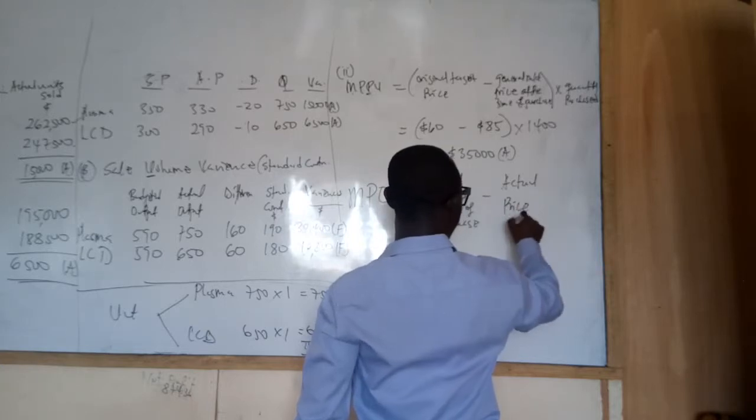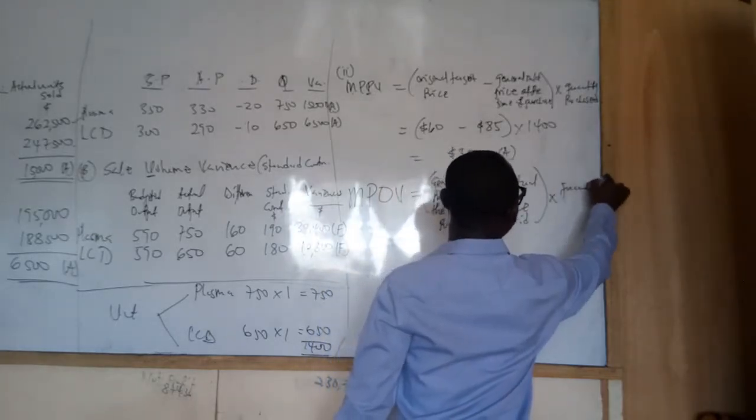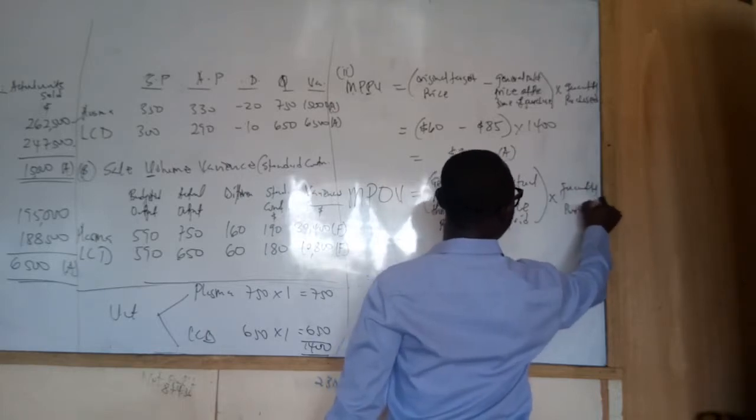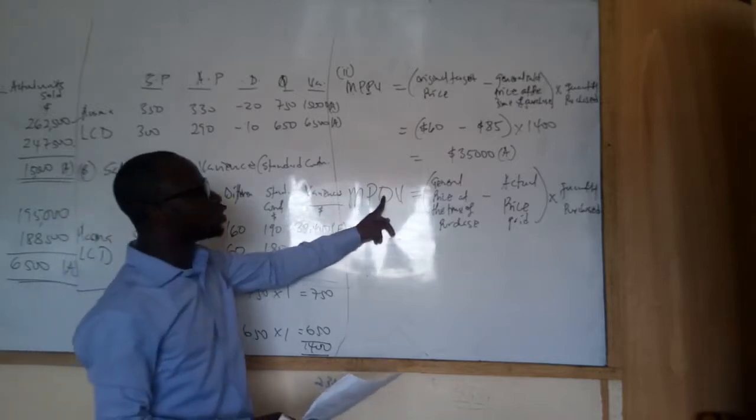The actual price paid times the quantity purchased. So this is the formula for the material price operational variance.